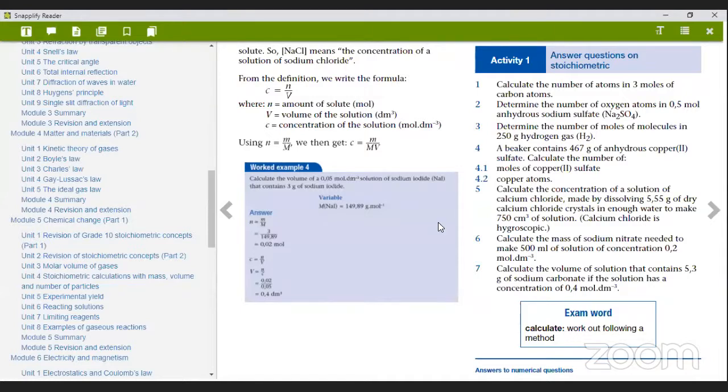So we can check it out here. We've got a worked out example which says: calculate the volume of the 0.05 mol per dm^-3 solution of sodium iodide, which is NaI, that contains 3 g of sodium iodide. So how do we work this out?